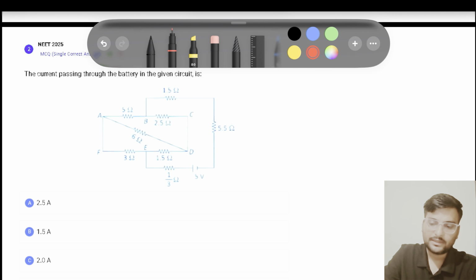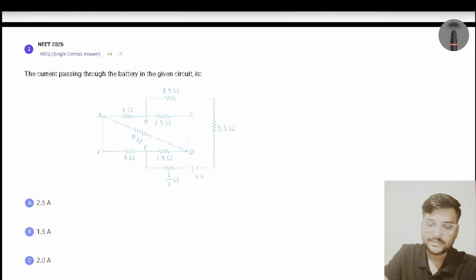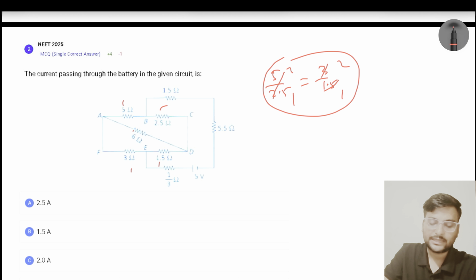Whenever I see this question, we can say that the 1, 2, 3, 4 points are given to you, 4 resistances are given, and this is the 5th resistance. We can check whether it is a Wheatstone bridge or not. When I check the ratio, that is 5 by 2.5, and that is equal to 3 by 1.5. Yes, 2 by 1, 2 by 1. So it is a type of Wheatstone bridge.